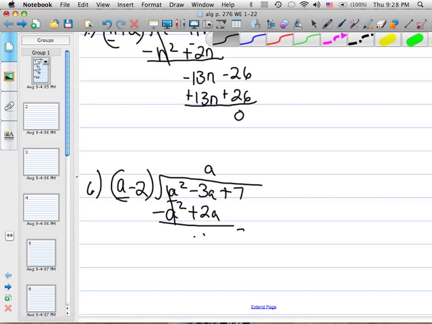We get a negative a plus 7. So we need to multiply by a negative 1. And we get negative a plus 2. Subtract, change the signs, and we get 5. So our remainder is 5, and we put it over a minus 2.